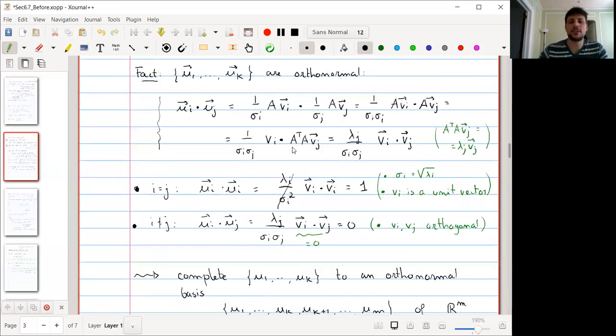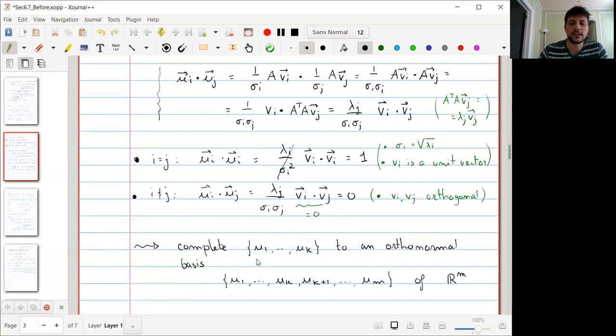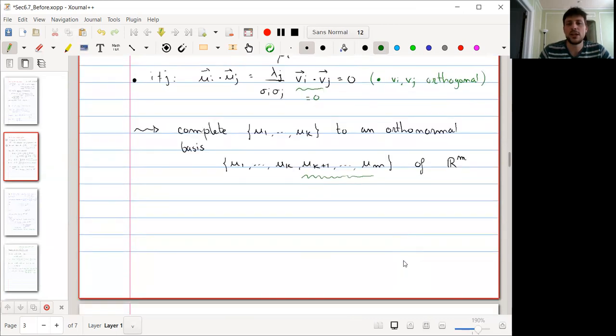So the next step to find the other ui's is to complete this u1 through uk to an orthonormal basis of the whole space Rm. It doesn't really matter much which choices you make here, as long as you make the whole basis orthonormal. The way you do that, we'll comment on it in an example, but one thing that you can always do is to extend u1 through uk to a basis.